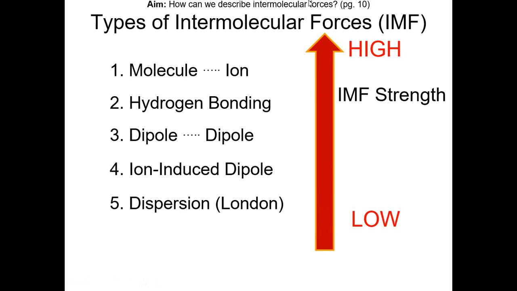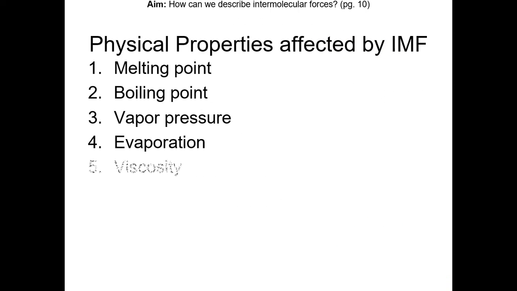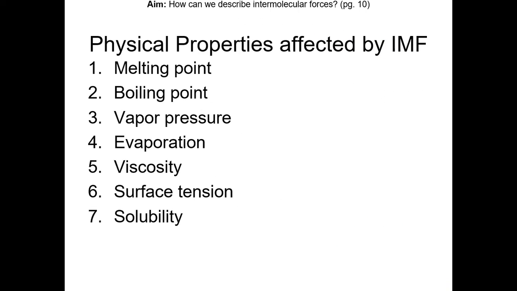Here are the 5 types of intermolecular forces ordered from weakest to strongest. Dispersion is the weakest, then ion-induced dipole, then dipole-dipole, then hydrogen bonding, then molecule-ion is the strongest. Here are the 7 physical properties that are affected by intermolecular forces. We will be discussing some of these in the next couple of lessons, on how intermolecular forces influence them.